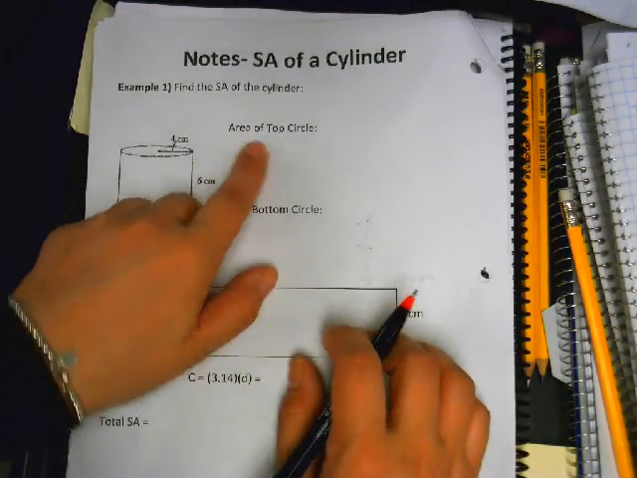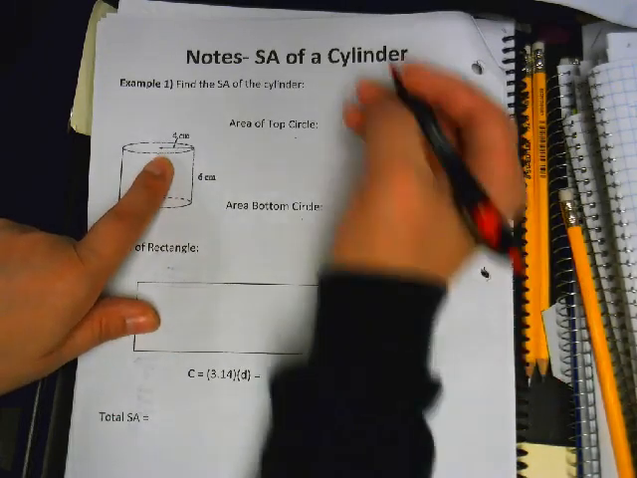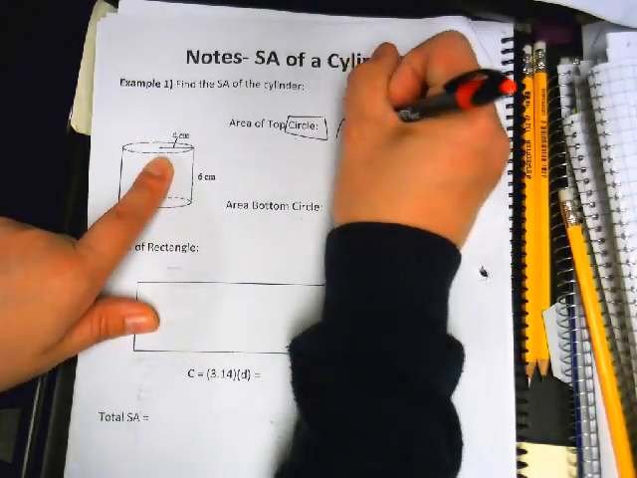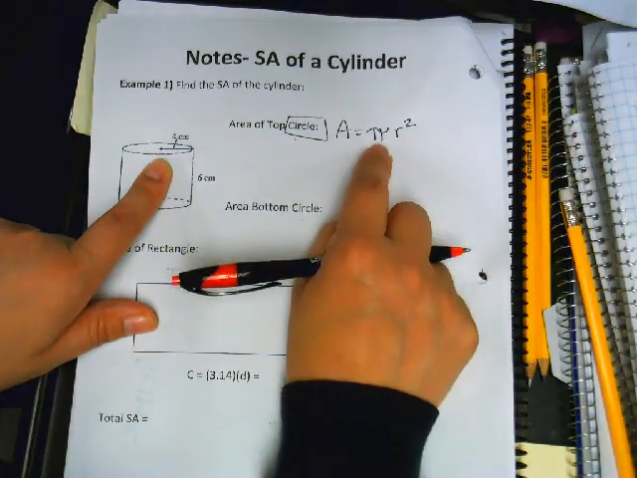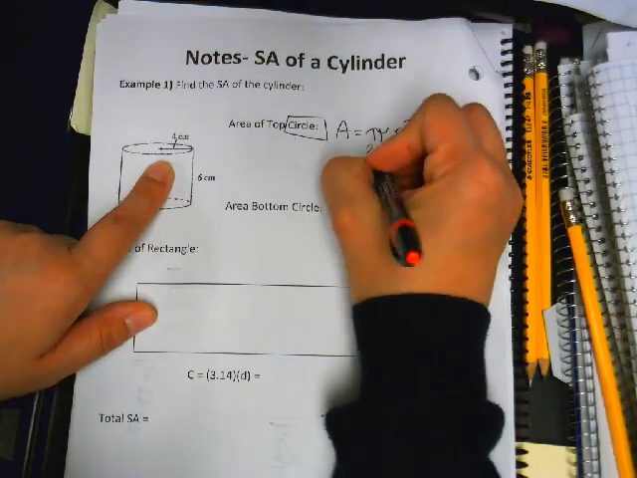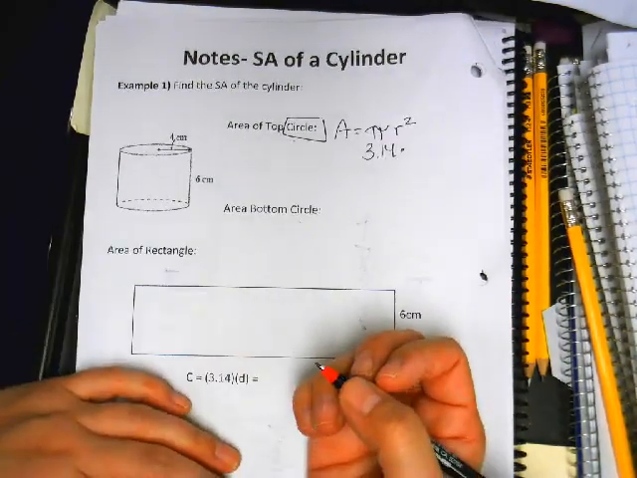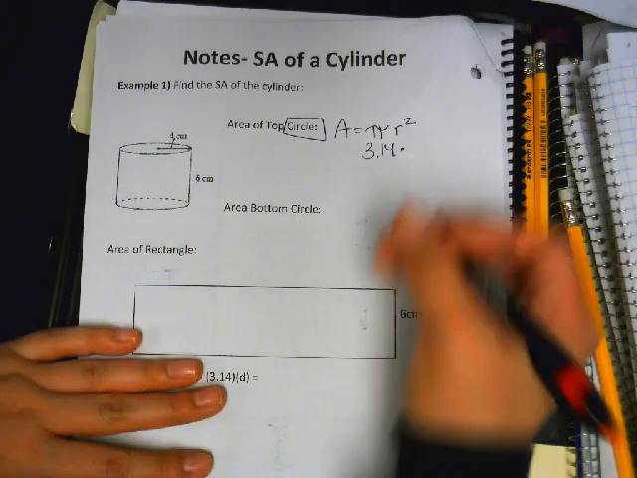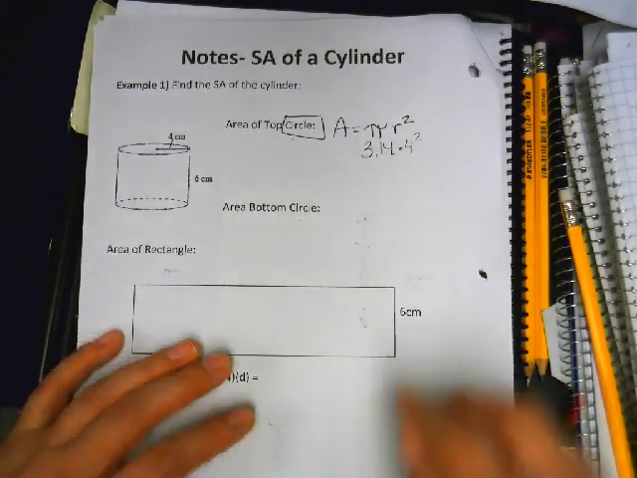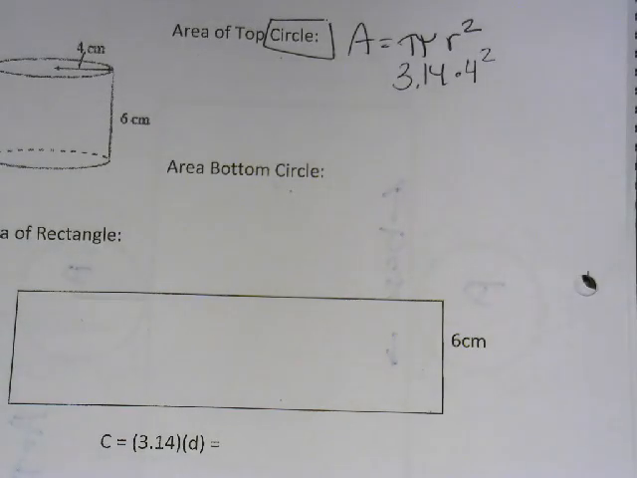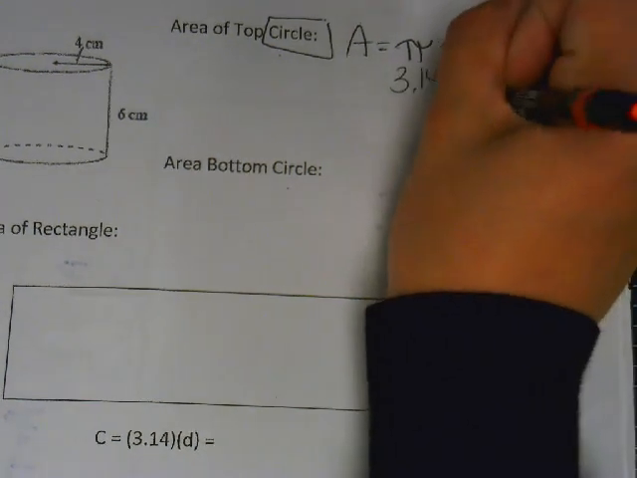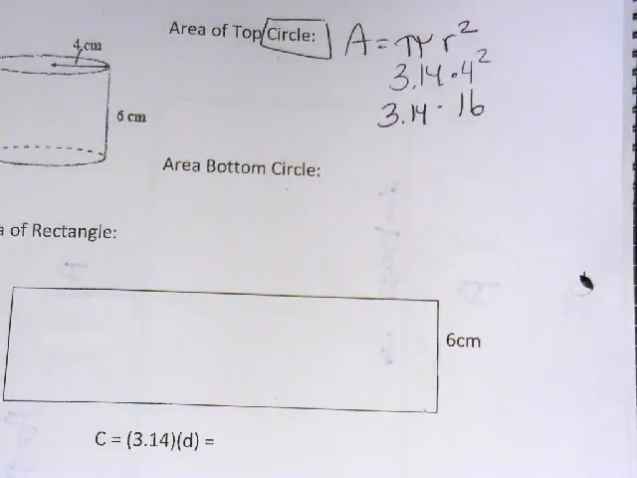Okay, area of the top circle. So we're going to find the area of the circle. Now, area is equal to pi r squared. So, what is pi? 3.14 times. What is radius? From the cylinder? 4 squared. Four squared? 3.14 times 16?